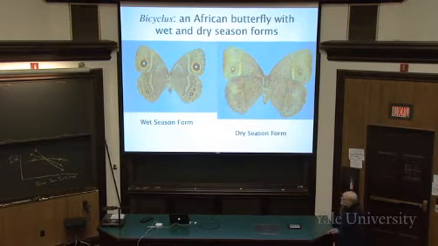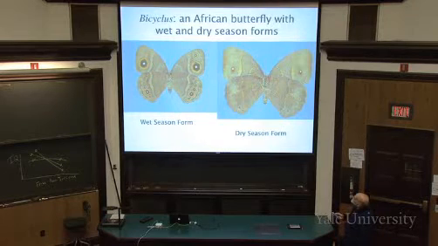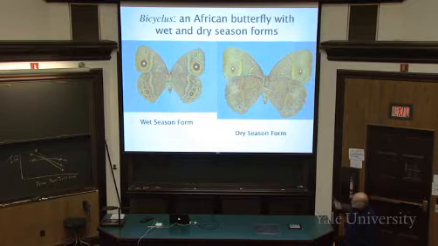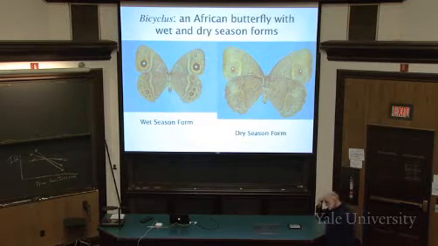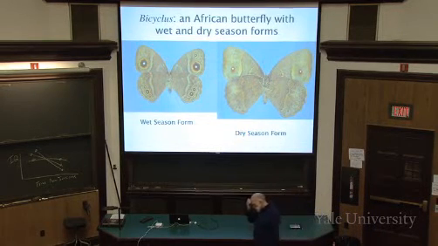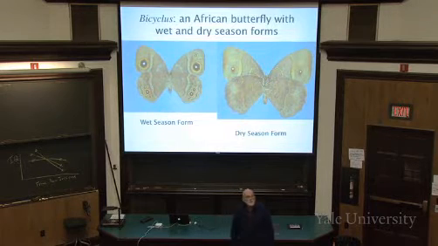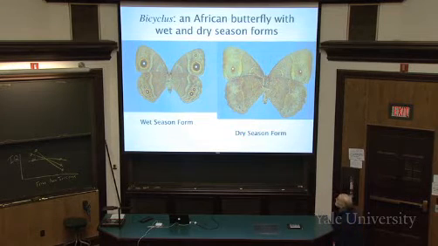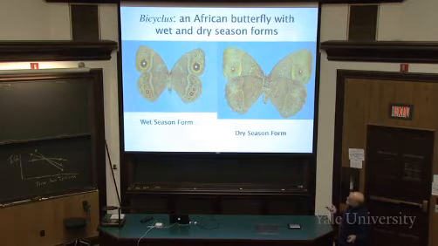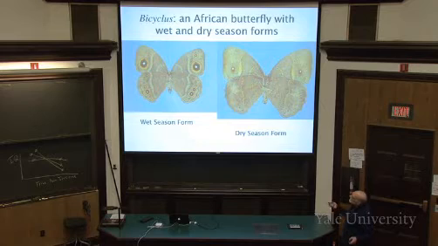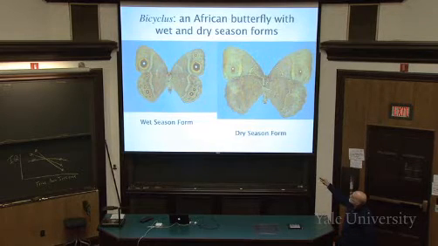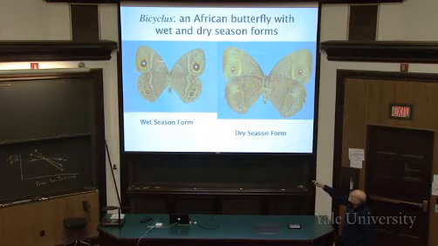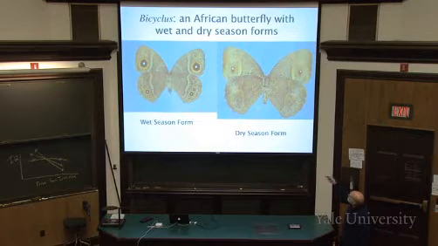The model system in which this is best studied is in a butterfly called Bicyclus. And it has been worked on by Paul Brakefield in Leiden and Sean Carroll in Madison, Wisconsin, and Antonio Monteiro in our department, and a number of other people, Vern French in Edinburgh. And Bicyclus has a number of neat features. One of them is that it is developmentally plastic. In the wet season, it looks like this, and in the dry season, it looks like this.